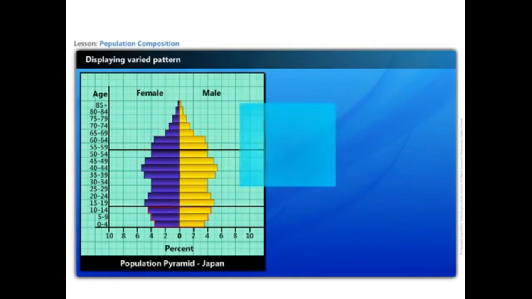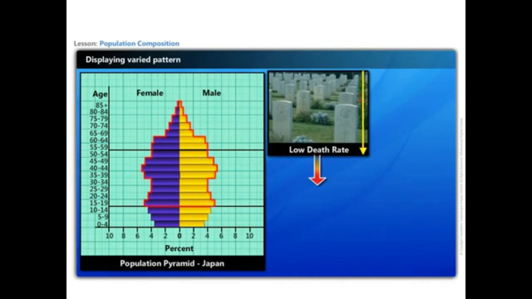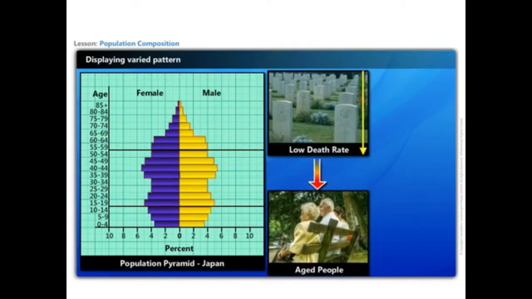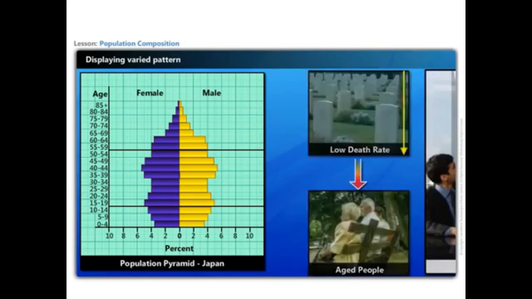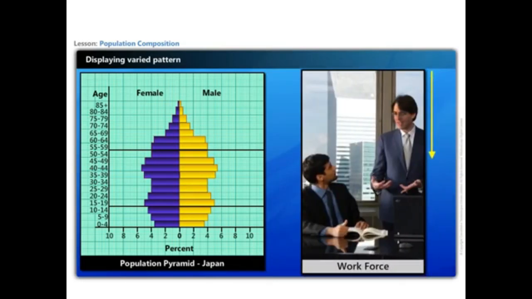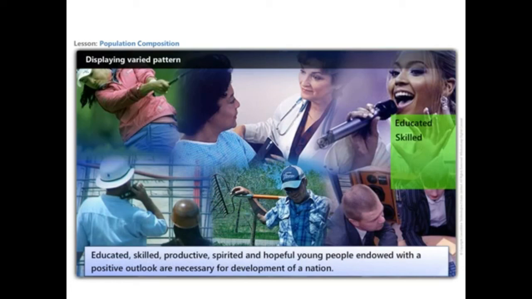In countries like Japan, low birth rates make the pyramid narrow at the base. Decreased death rates allow numbers of people to reach old age. Do you believe Japan has an ideal population pyramid? Decline in future efficient workforce is not a good indication for population composition. Educated, skilled, productive, spirited, and hopeful young people endowed with a positive outlook are necessary for development of a nation.